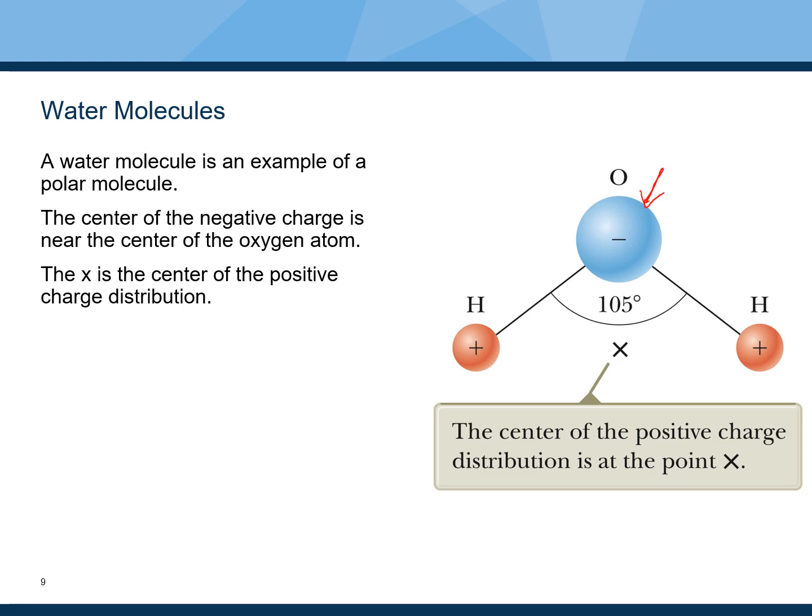And if you take the average of the location of the hydrogen atoms, you realize that their center of gravity or center of mass is out here, and so you have a net concentration of positive charge at this location.